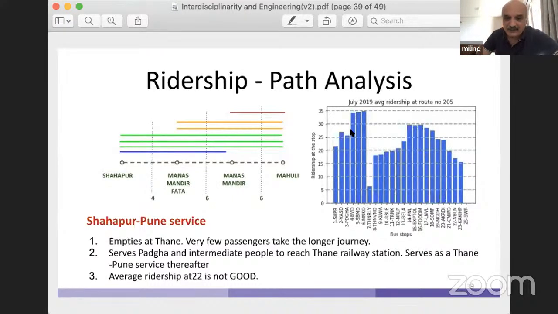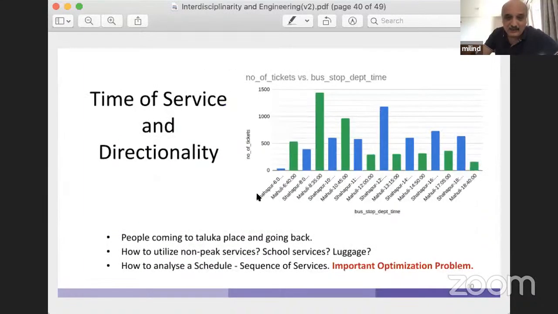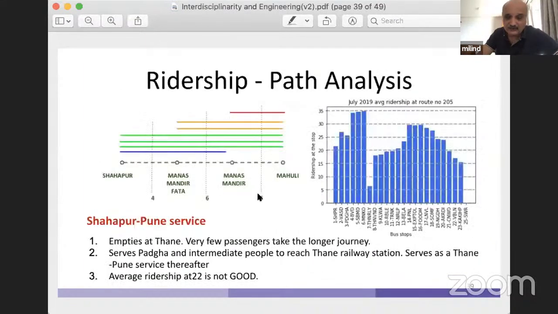By the way, also notice that the average ridership is 22. I think the initial part is about 25 to 30, and later on the ridership improves in the intermediate stretch, but the average ridership is only 22. So this is also an important indicator. Basically, for any trip, we can do this analysis.